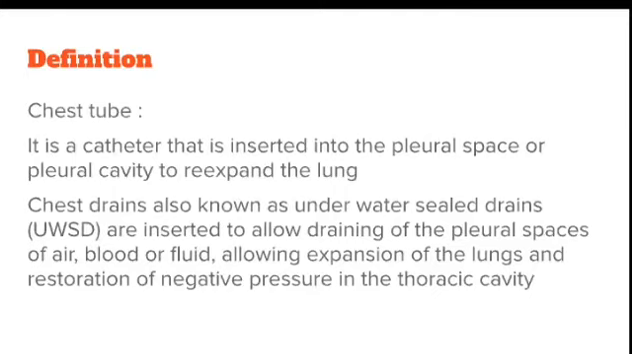Now let's see the definition of chest drainage system and chest tube. A chest tube is a catheter that is inserted into the pleural space or the pleural cavity to re-expand the lung. The chest drain, also known as underwater seal drain, that is UWSD, is inserted to allow draining of air, blood or excess fluid from the pleural space, allowing the expansion of the lung and restoration of negative pressure in the thoracic cavity.